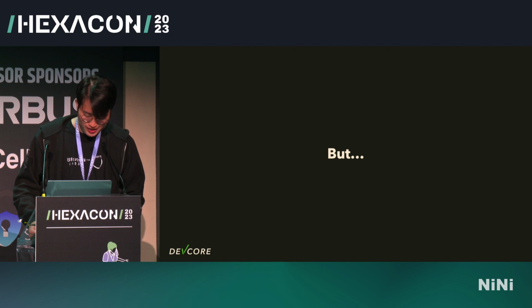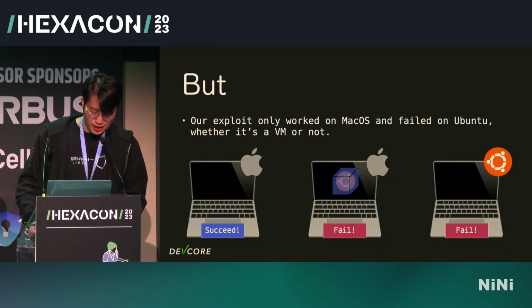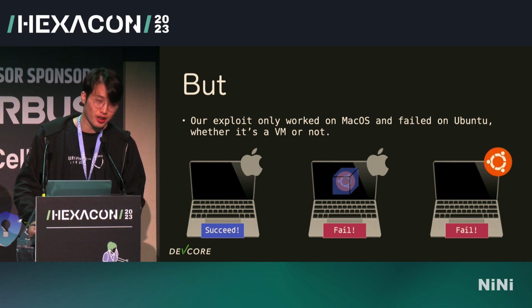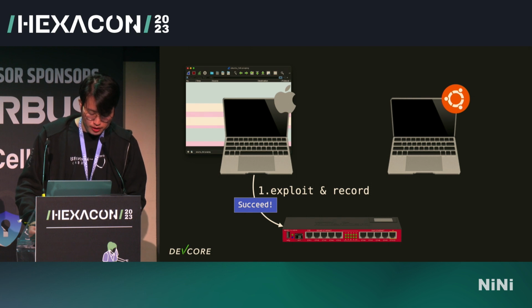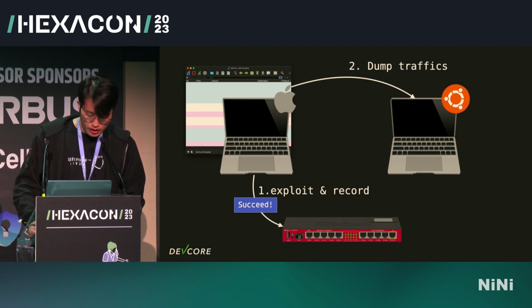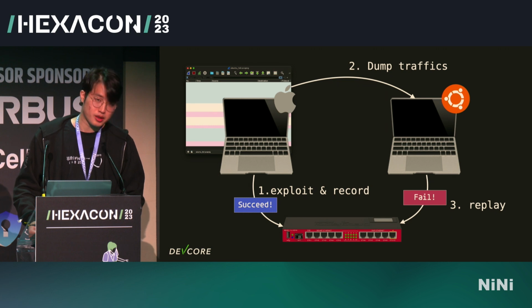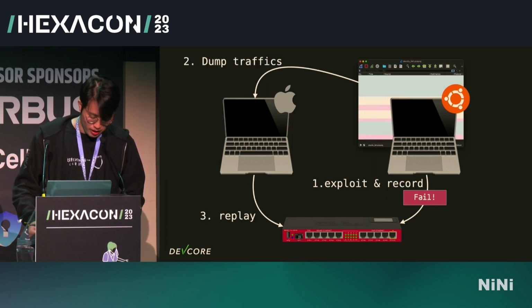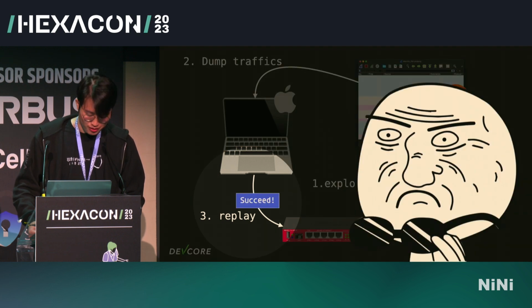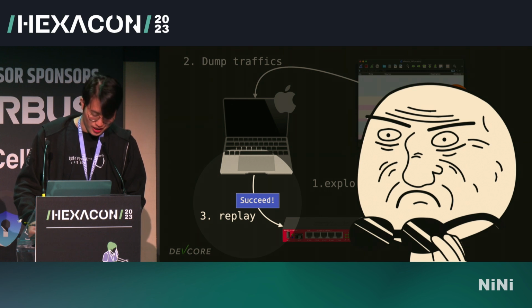Yeah, but our exploit only works on macOS and fails on Ubuntu, whether it's a VM or not. And the host of the ZDI will only run your exploit in the Ubuntu VM. So it must fail. We try to debug the exploit by running it on Mac and recording the traffic, downloading the traffic to Ubuntu, and replaying it. Then it just failed, as we expected. Yeah, that's normal. We also download traffic from Ubuntu and replay it on Mac, and then it succeeds. What the fuck?